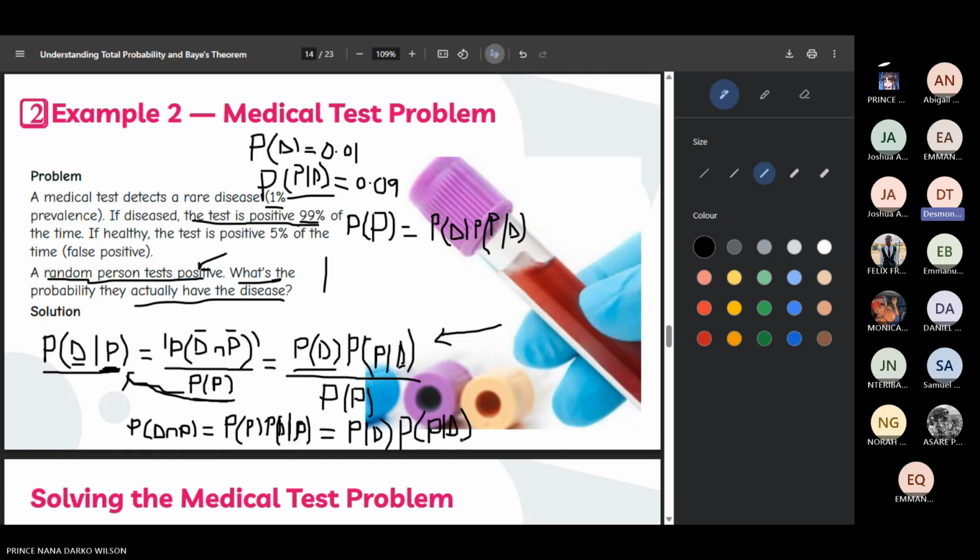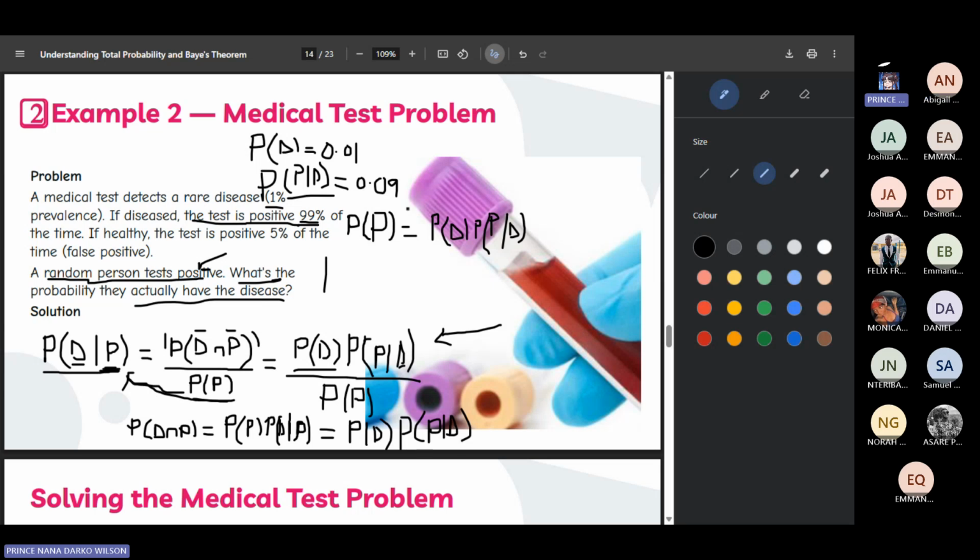So I wanted to ask something. When you use both sides, either the probability of P times D given P, or the other one, does it mean you are going to get the same answer? Oh, yes, you're actually going to arrive at the very same answer.